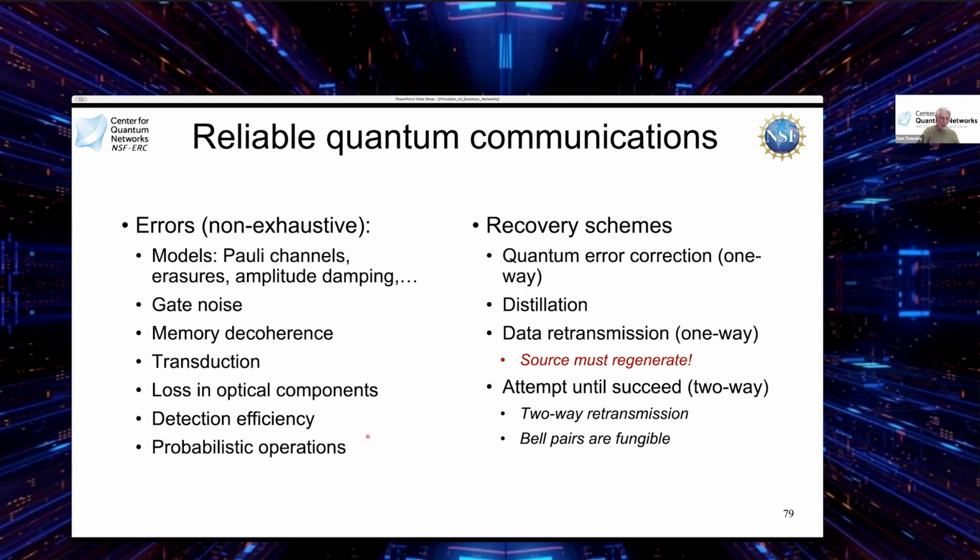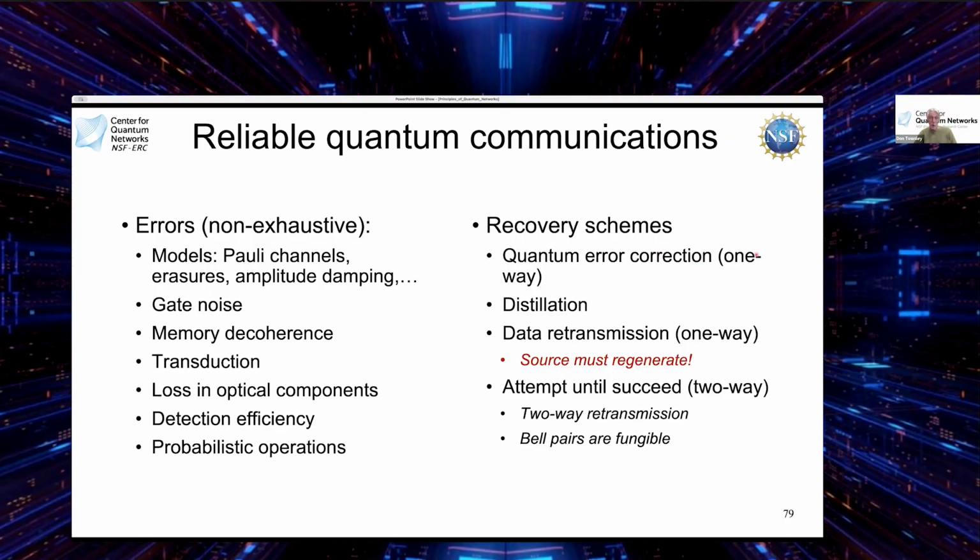Matheus indicated that there are systems where swaps are probabilistic, and so that has to be modeled as some kind of a loss. So you can think of it that error models are much richer in the quantum domain. It means also that recovery schemes have a much broader variety.